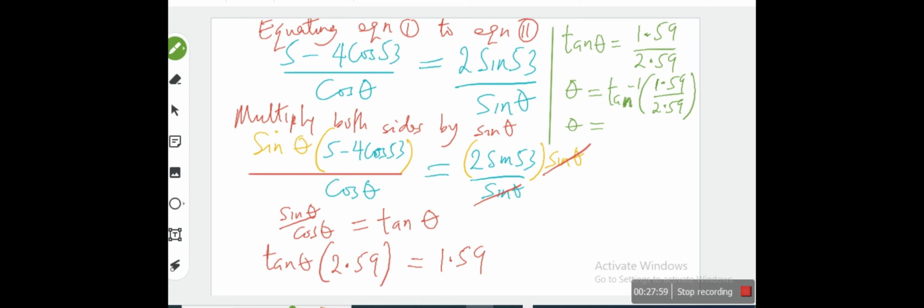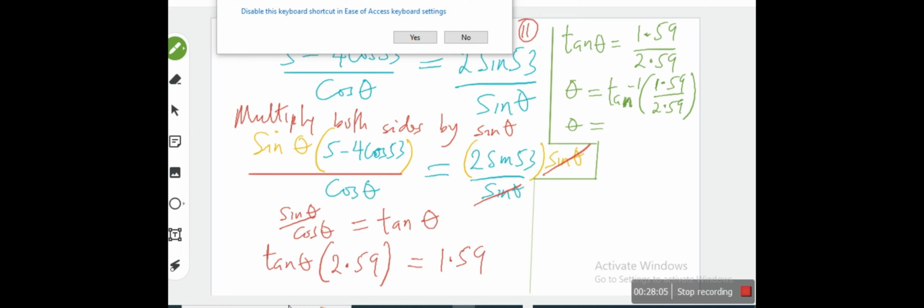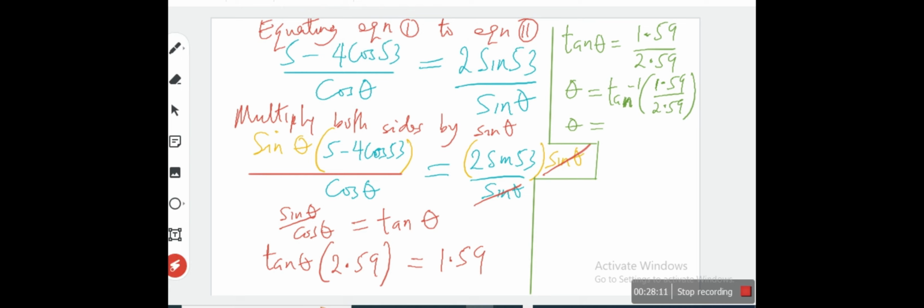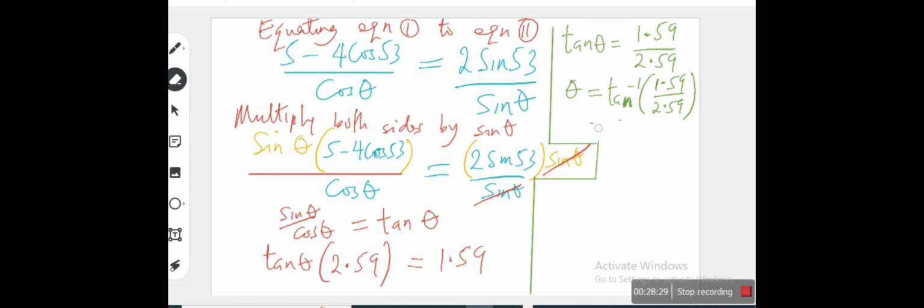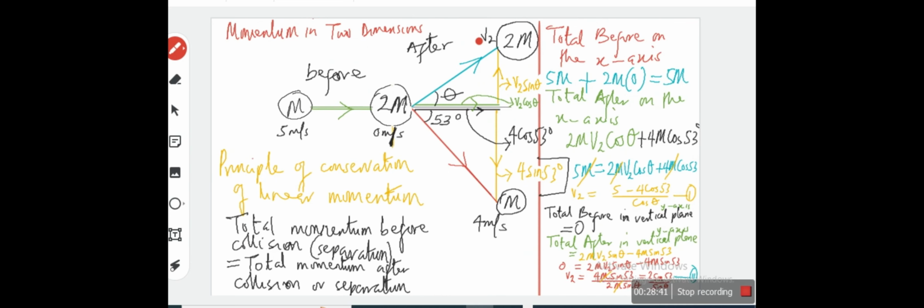What did you get? Get theta now. Theta is tan inverse of 1.59 over 2.59. Tan inverse gives 31.5. So theta is 31.5 degrees. We can just substitute in the previous question to get V2.